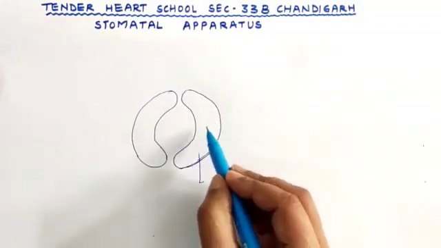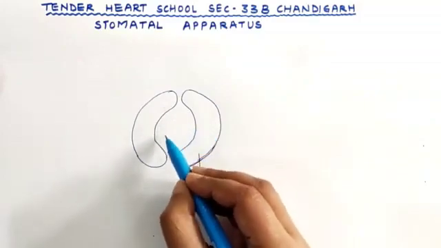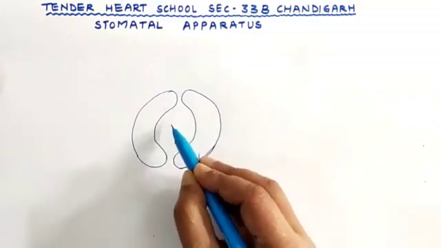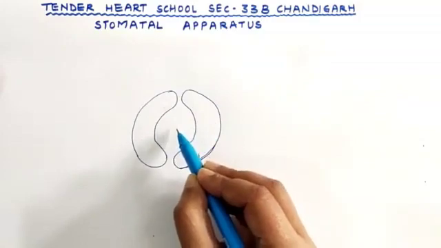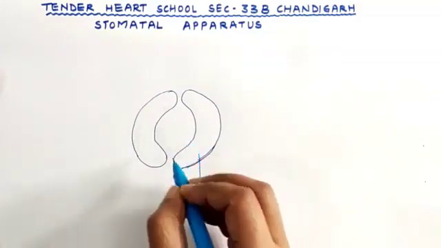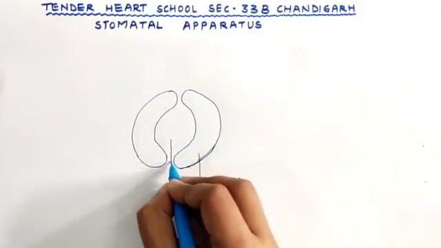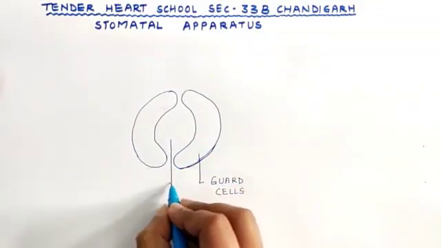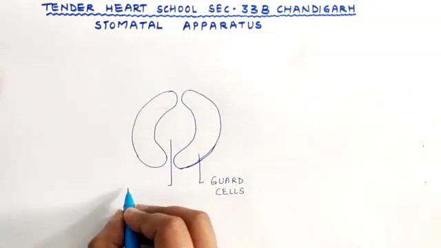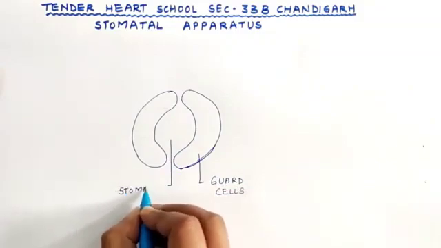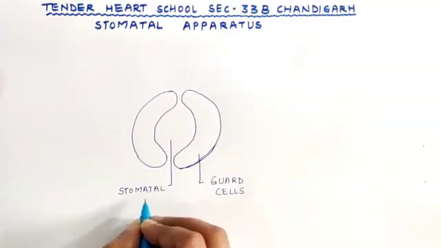So two bean shaped guard cells are there, and the central cavity or central opening between them, the space left between the two guard cells, is forming the stoma, or what we call stomata. So this we will label as stomatal pore.